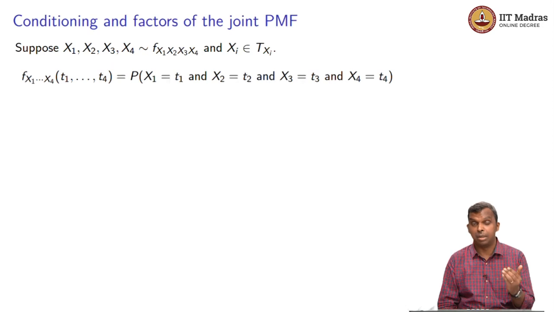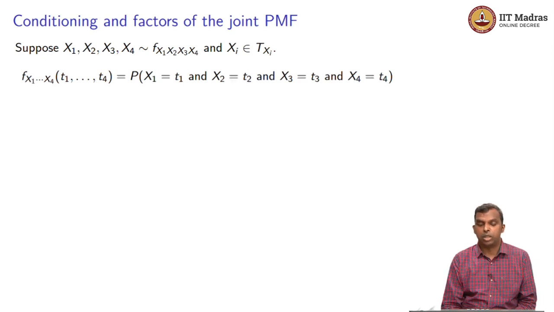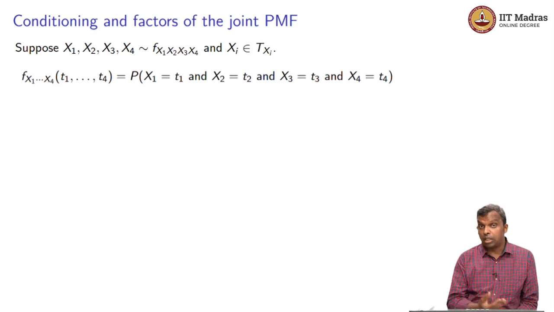So let's look at a simple example. Here are 4 random variables x1, x2, x3, x4, and I have a joint PMF f x1, x2, x3, x4. There is some range, etc. All of that is okay. I know that the joint PMF evaluated at T1, T2, T3, T4 is simply the probability that x1 equals T1 and x2 equals T2 and x3 equals T3 and x4 equals T4, right? So this is easy enough to write down.